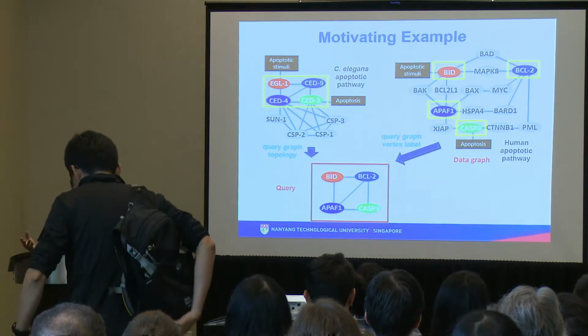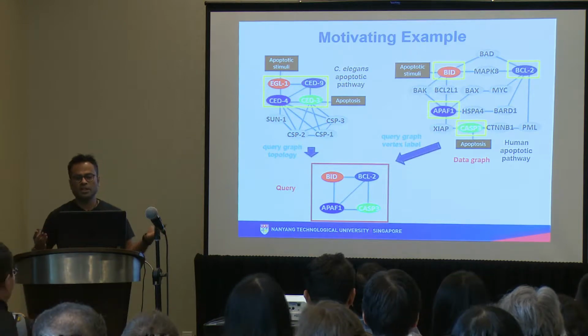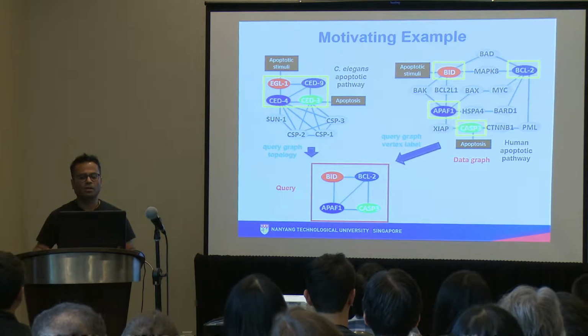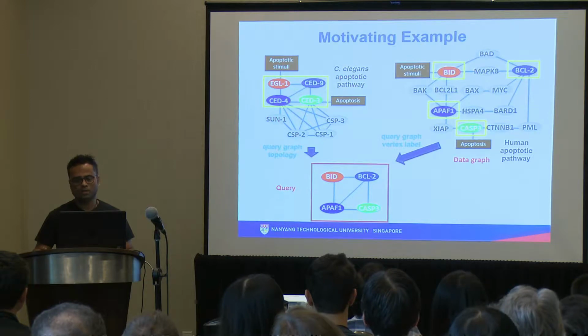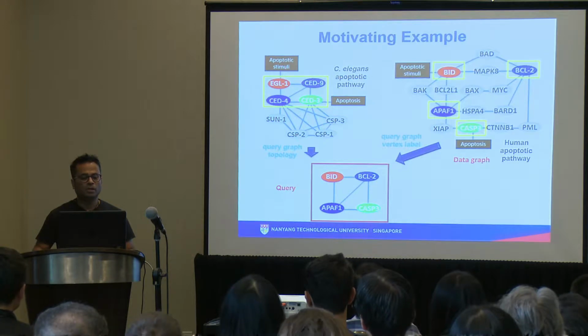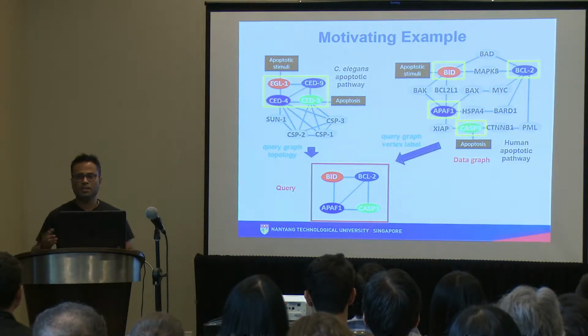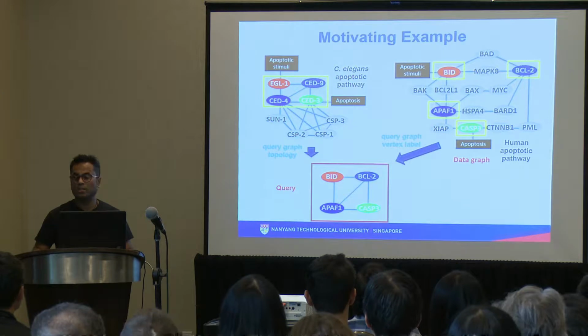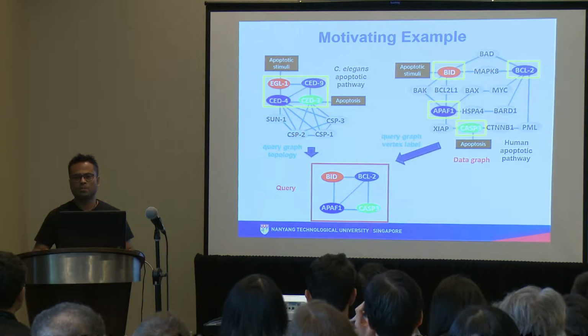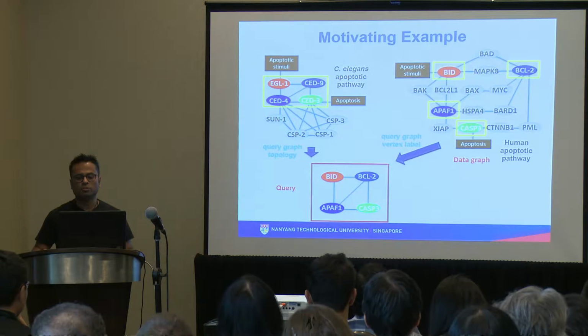If it occurs, it means C. elegans may be the right model for testing drugs and all the exploration they want to do. However, as you can see, there is no match for this query. This is because of conservation and evolution: if EGL1 and CED9 have a direct edge in C. elegans, it does not necessarily mean that there will be a direct edge between BID and BCL2 in the human apoptotic pathway. The connection between BID and BCL2 is through a path of length 2.